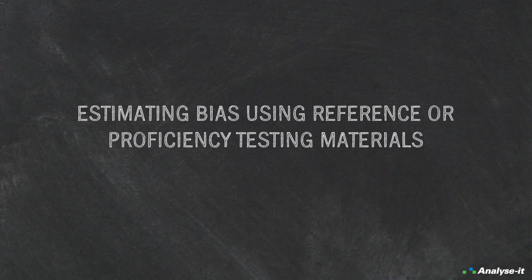Estimating bias using reference or proficiency testing materials. You should perform this step when you already have a sample with a known assigned value, and you want to estimate the bias and test whether it is significantly different to zero. It is possible for the bias from a study to be greater than zero simply due to chance. This procedure ensures the assumption that the bias is zero is only falsely rejected 5% of the time when it is in fact true.